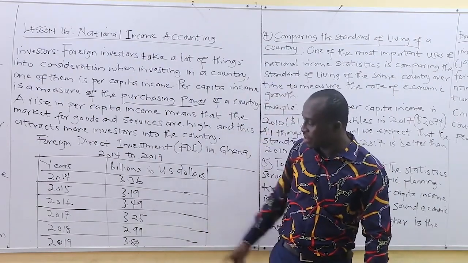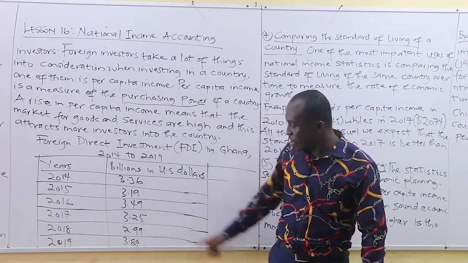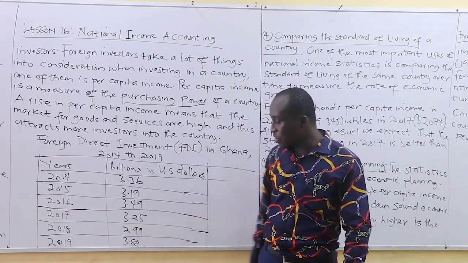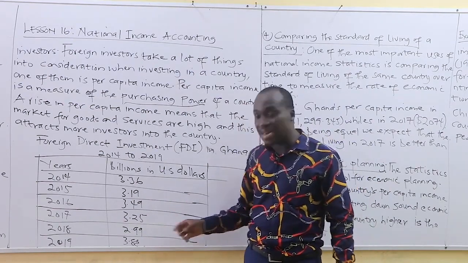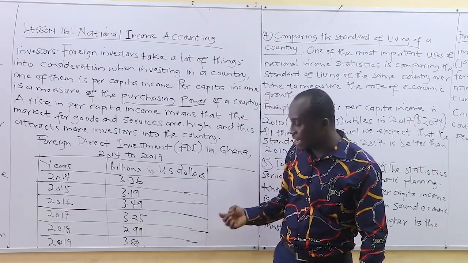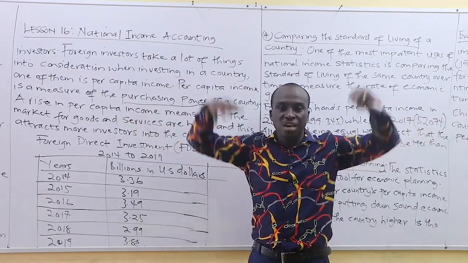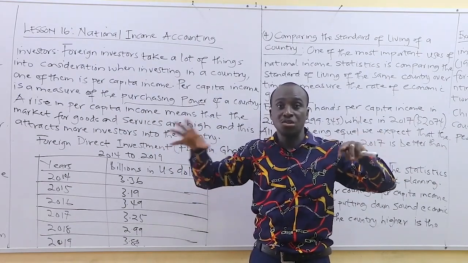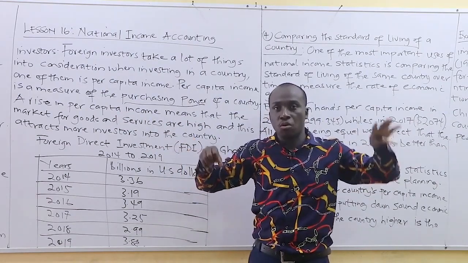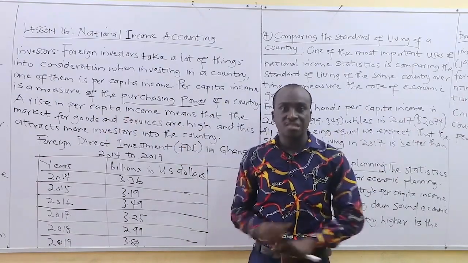In 2015, it was $3.19 billion. In 2016, $3.49 billion. In 2017, $3.25 billion. 2018 was $2.99 billion. And 2019, $3.88 billion. That's people who came from outside and brought their money into the country to invest in factories, schools, hospitals, hotels, motels, floriculture, aquaculture, jewelry, pharmaceuticals. These are monies that came from outside to invest in Ghana.